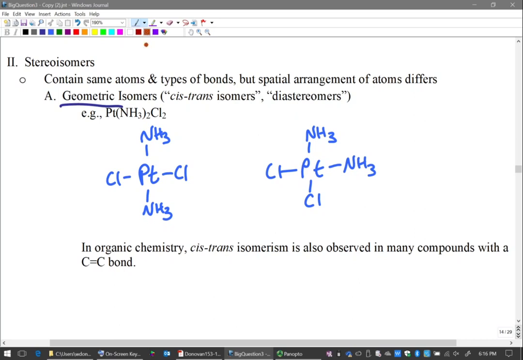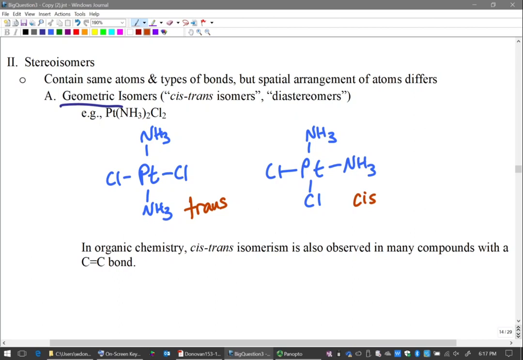The left-hand structure here is the so-called trans isomer because the like ligands are across from each other. Trans means across, like the Transcontinental Railroad, across. The like ligands adjacent here would be called the cis isomer. You only have to have one pair to do cis-trans. Here we have two pairs, but you could have just one pair.